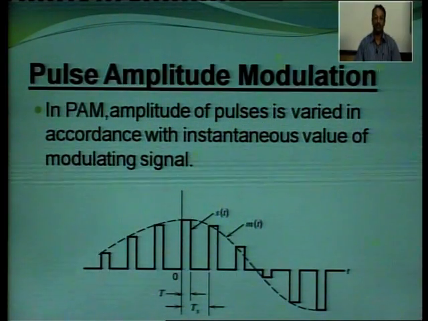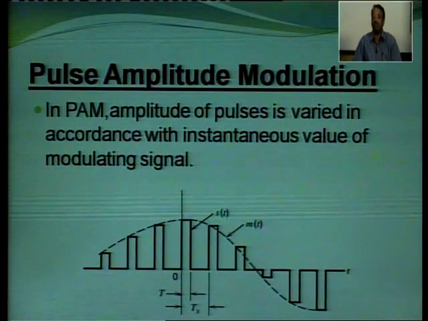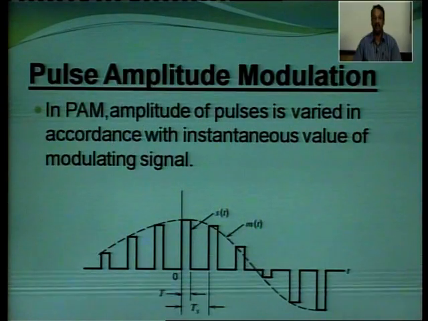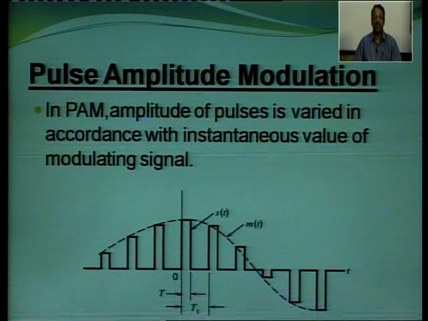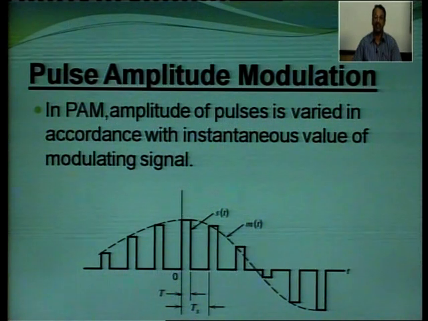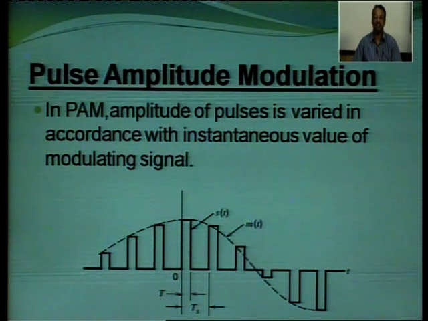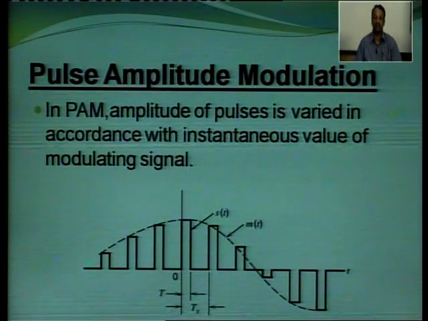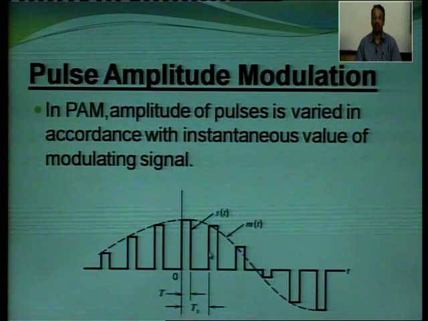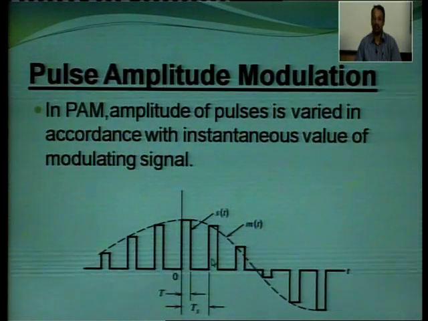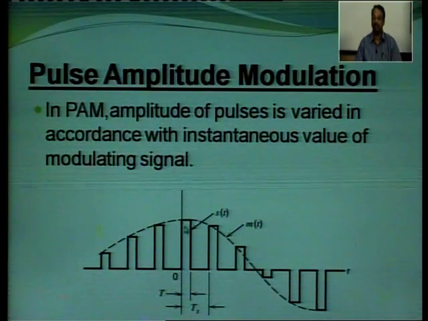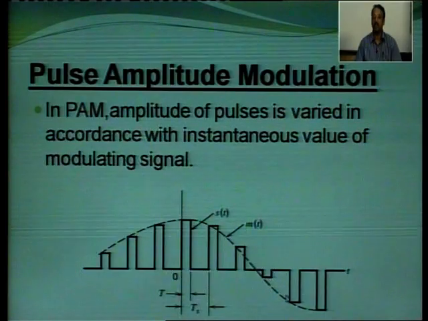After sampling, there are different techniques. Sampling is common to all the pulse modulation techniques, whether it is analog or digital. So, first technique is pulse amplitude modulation. In PAM, amplitude of pulses is varied in accordance with instantaneous value of the modulating signal. Here the dotted line shows the modulating signal. The amplitude of all the pulses, which have the same duration and interval, that is Ts, is varied in accordance with the modulating signal.